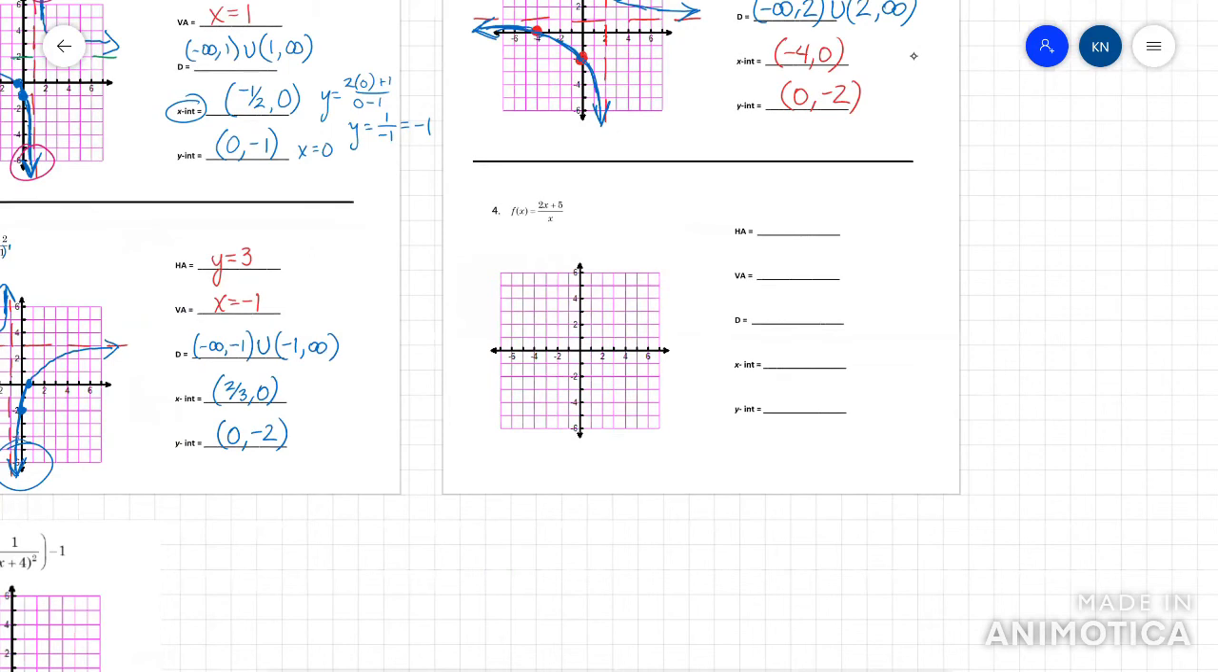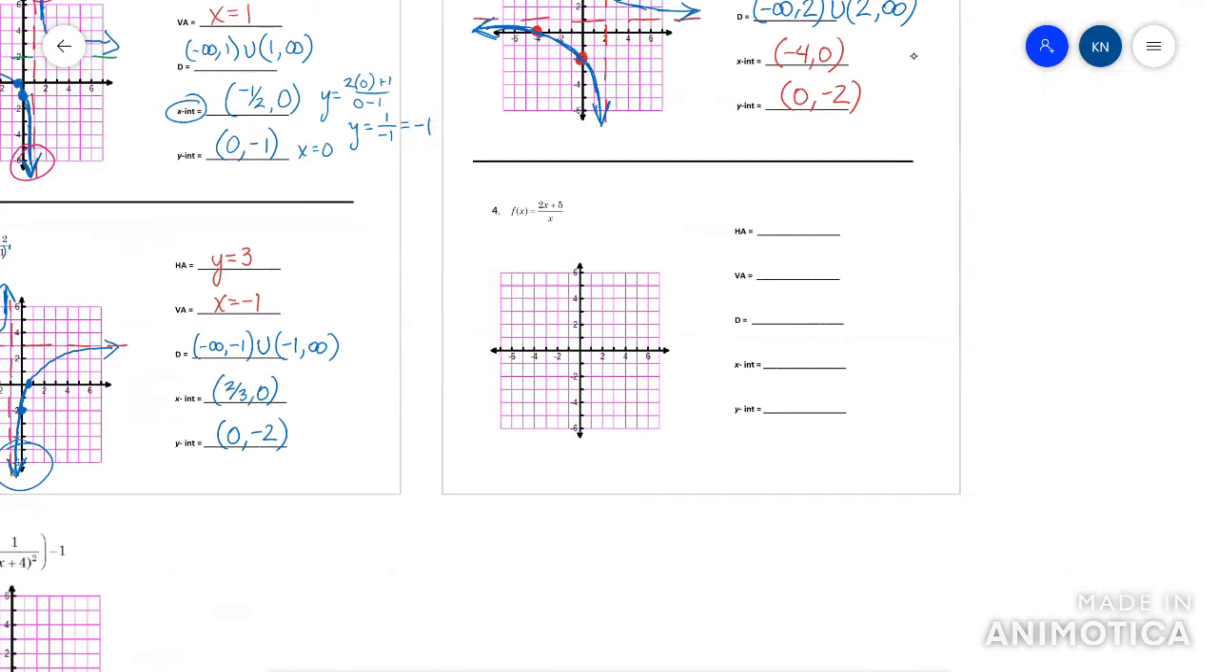All right, number 4. If I looked at this problem, the very first thing I'd realize is my VA is just at x equals 0. So it's here. All right, and then I would go get my HA, which is from coefficients, because it's x over x. So it's really like 2 over 1. So it's at y equals 2.